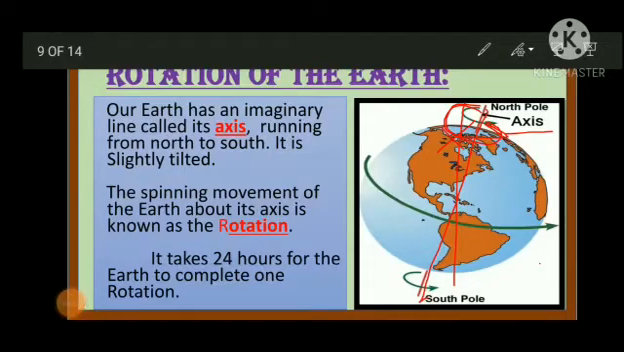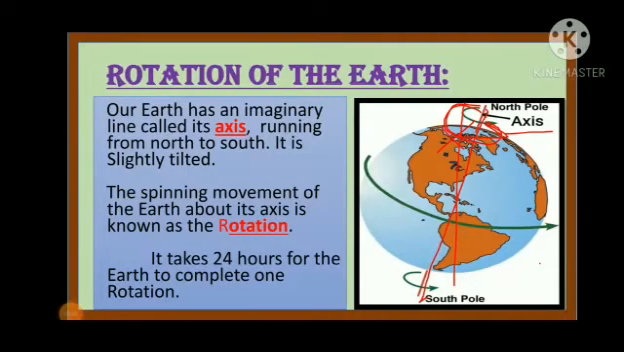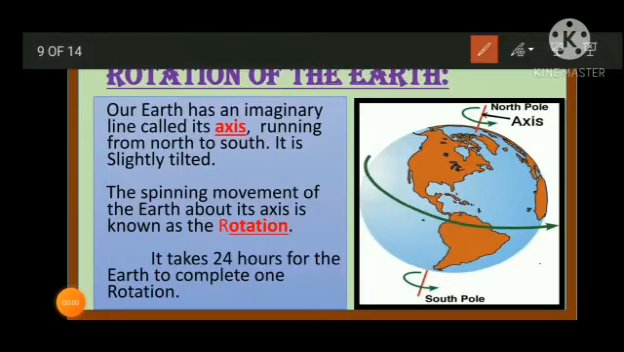It takes 24 hours to complete one rotation. The rotation of the earth causes day and night. How? We will understand this with an example later. Okay? The 2 points where the axis seems to enter the earth are called the poles. See here.